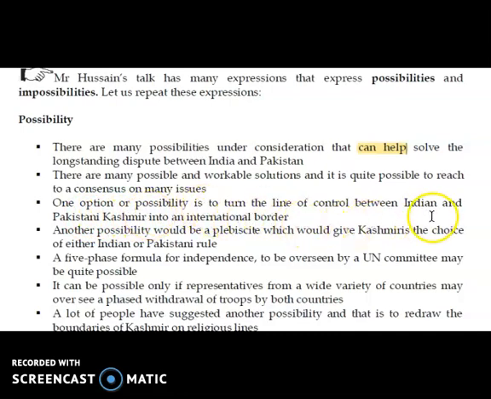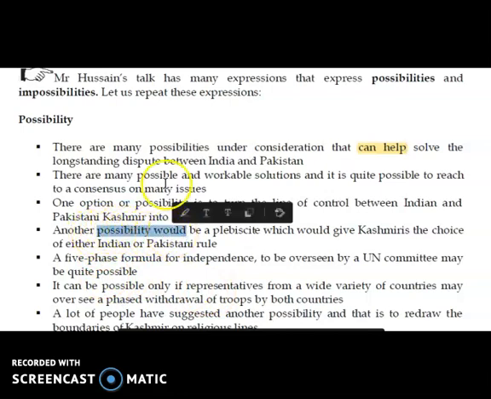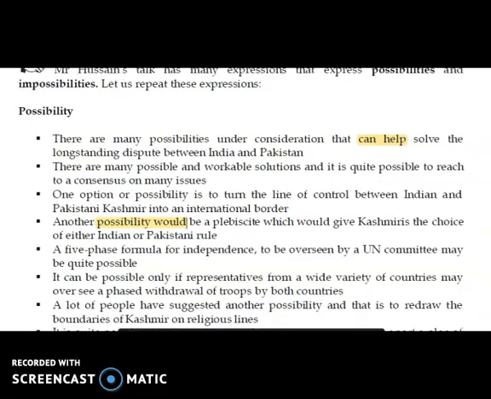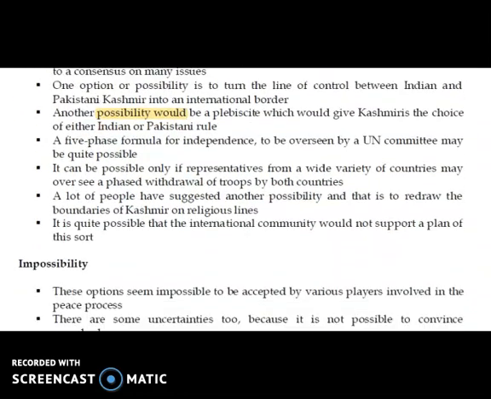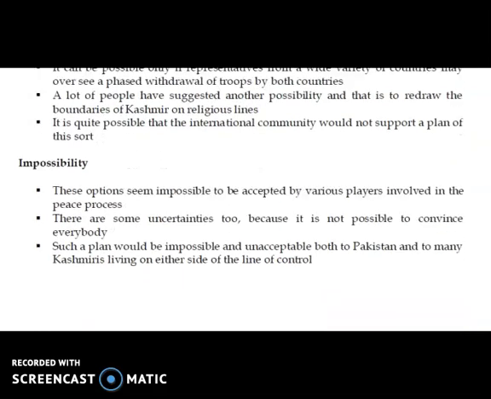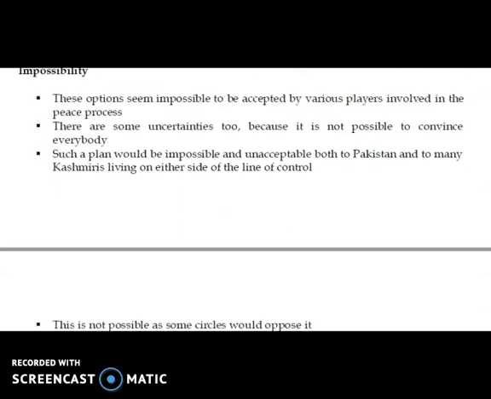One option and possibility is to turn the line of control between India and Pakistani Kashmir into an international border. Then another possibility would be a plebiscite, which would give Kashmiris the choice of either Indian or Pakistani rule. So you notice how the different phrases have been used. The use of possibility along with modal verbs that emphatically point out the possibility or impossibility is a strong expression of possibility and impossibility. I'm sure that all these expressions of possibility help you understand the situation.